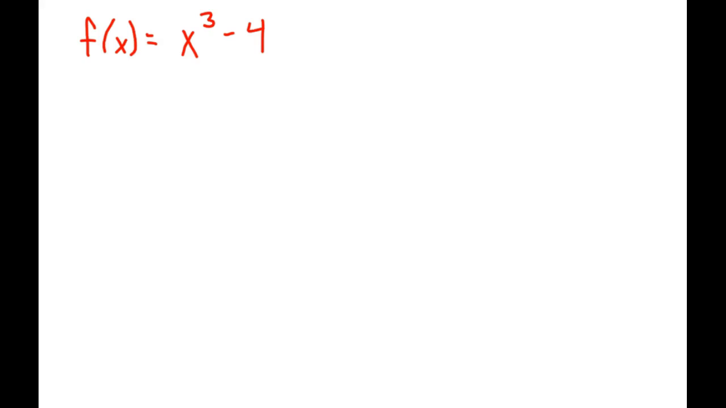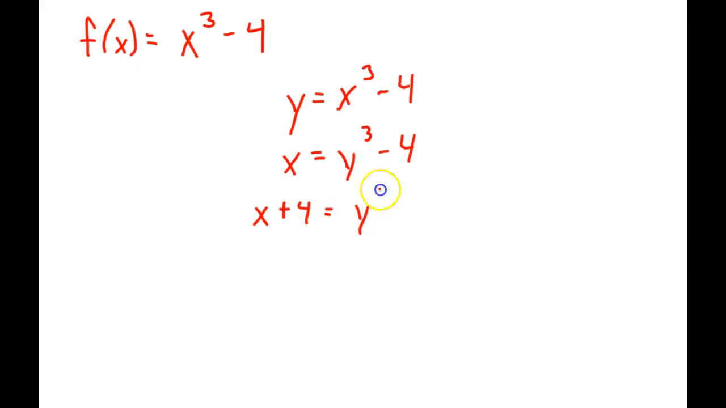The last example, again, is finding the inverse for a given function. We start with f of x equals x cubed minus 4. First step, replace f of x with y. So we get y equals x cubed minus 4. Second step, interchange our x and y variables, which would give us x equals y cubed minus 4. Now we want to go through and get y isolated by itself. First step would be add 4 to the other side. So x plus 4 equal to y cubed.